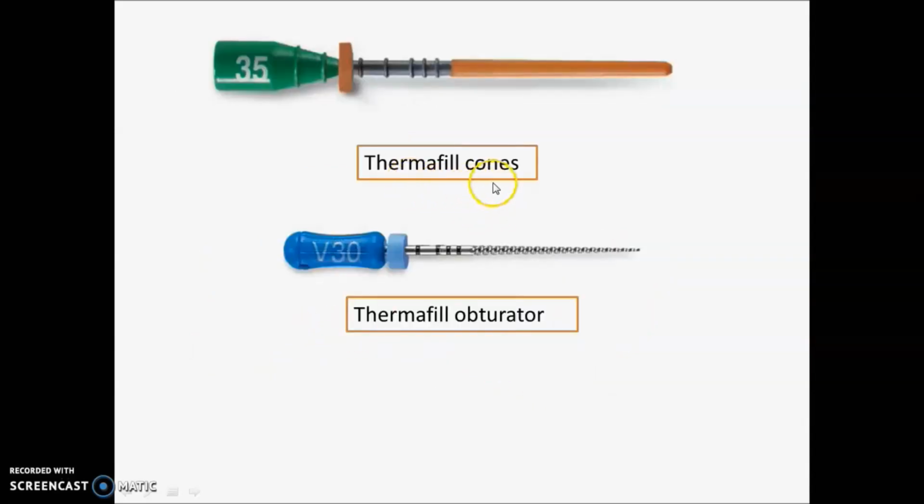Then Thermafil cones and Thermafil obturator. So aspirants, what you can see here, something has been coated on this cone. This is your gutta-percha cone. So it is one of the solid core carrier obturation systems known as Thermafil. So they have Thermafil cones and Thermafil obturator.